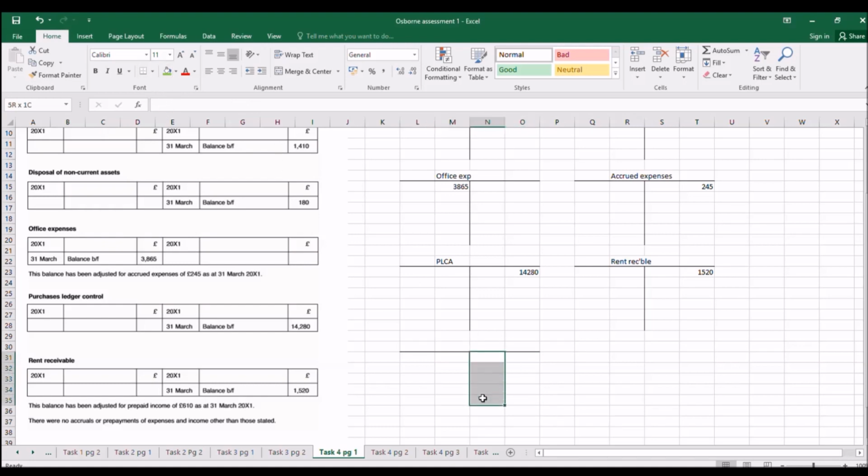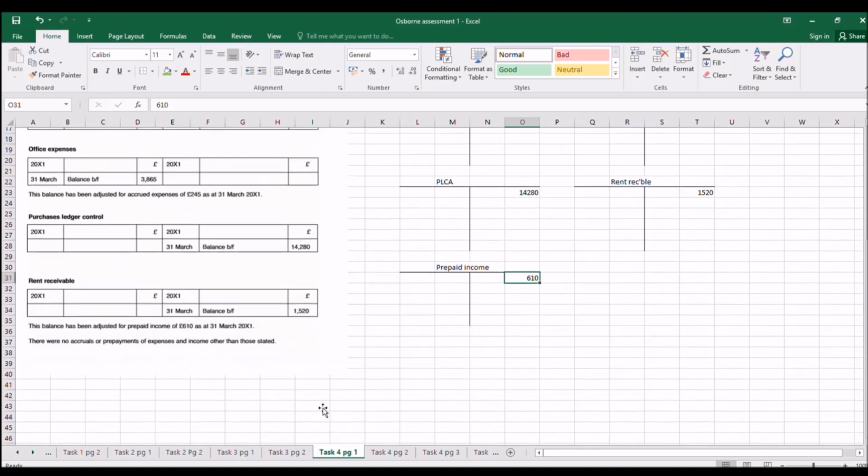Let's get that going, because they're saying there's a prepaid income. Okay, we'll go for whatever they're going to go for. Prepaid, sorry, that's terrible spelling. Prepaid income of 610. No, prepaid income would be a liability. The customer's paid income in advance, so it's hit our bank account and is therefore a credit, and so that will be 610. No accruals or prepayments of expenses or income other than those stated. Nothing else. Right. Okay.